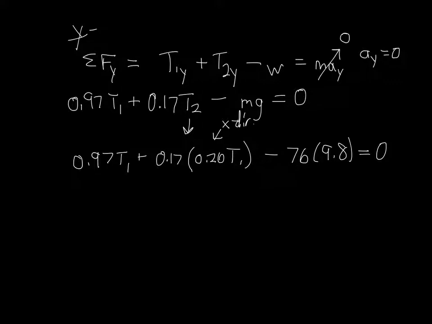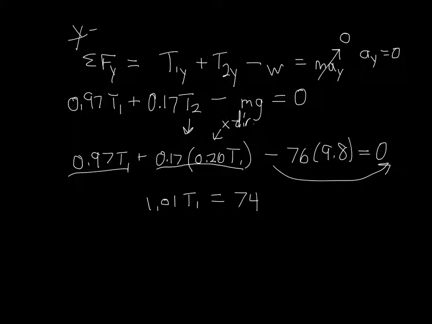I can combine my 0.97 T1 plus 0.17 times 0.26 times T1, and that's going to give me a value of 1.01 times T1, which is going to be equal to this 76 times 9.8, which I move over to the other side by adding it over to the other side. So we should be getting good at these algebra steps. I'm going to start skipping some in some of these videos. If you're struggling with where that comes from, then you should come talk to me during office hours or make an appointment so that we can get you caught up.